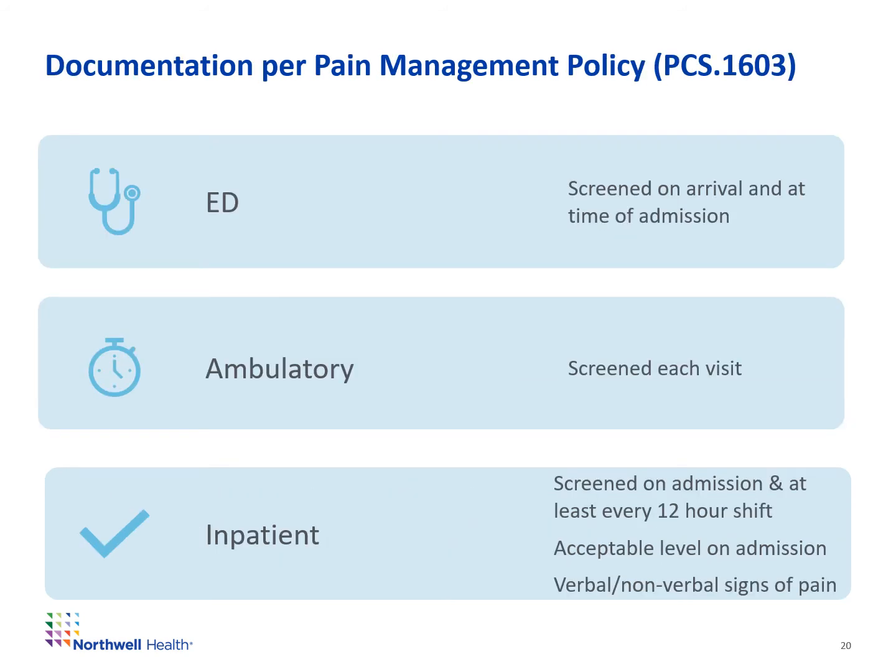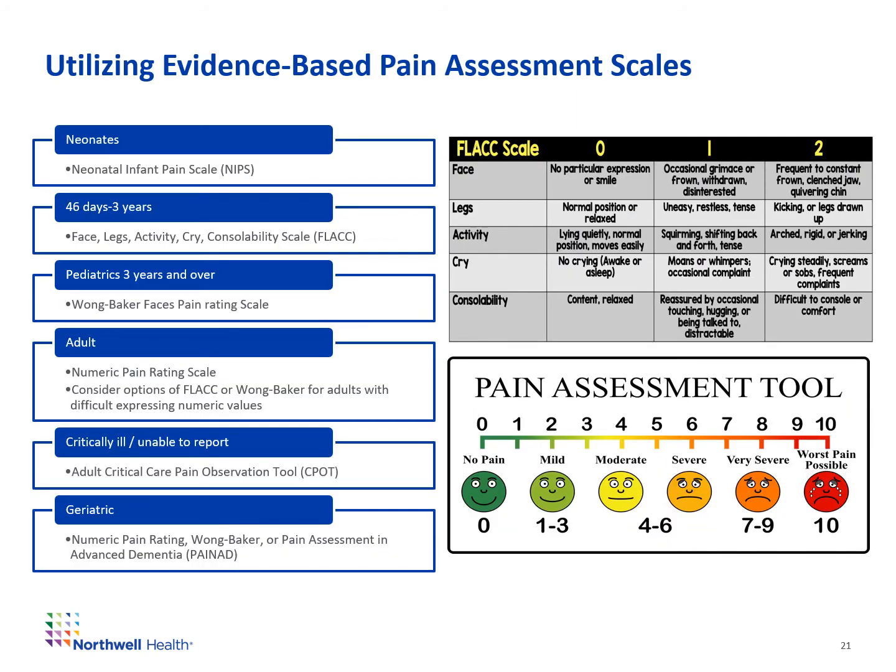Screening for pain takes place first in the ED on arrival and at the time of admission. Also at each visit in the ambulatory setting, and for all inpatients on admission and at least every 12-hour shift. Remember to chart the patient's acceptable level of pain at the time of admission as well. Assessments are done using an evidence-based assessment tool appropriate for the patient population. Samples will be provided.